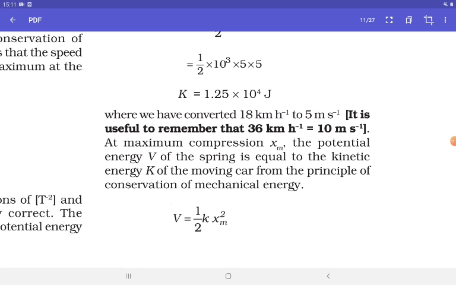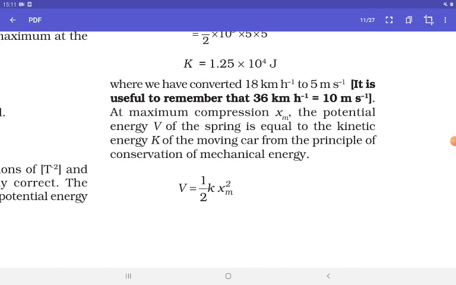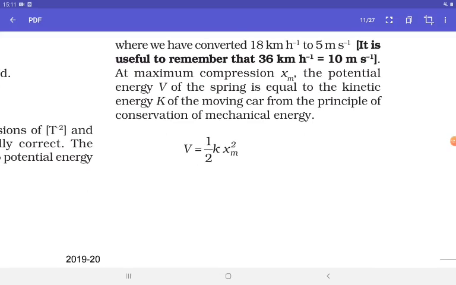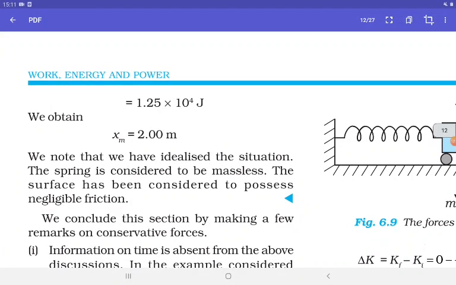At maximum compression xm, the potential energy V of the spring is equal to the kinetic energy K of the moving car, from the principle of conservation of mechanical energy. V is equal to half k xm squared, which is equal to 1.25 × 10^4 joule. We obtain xm equal to 2.0 meter.